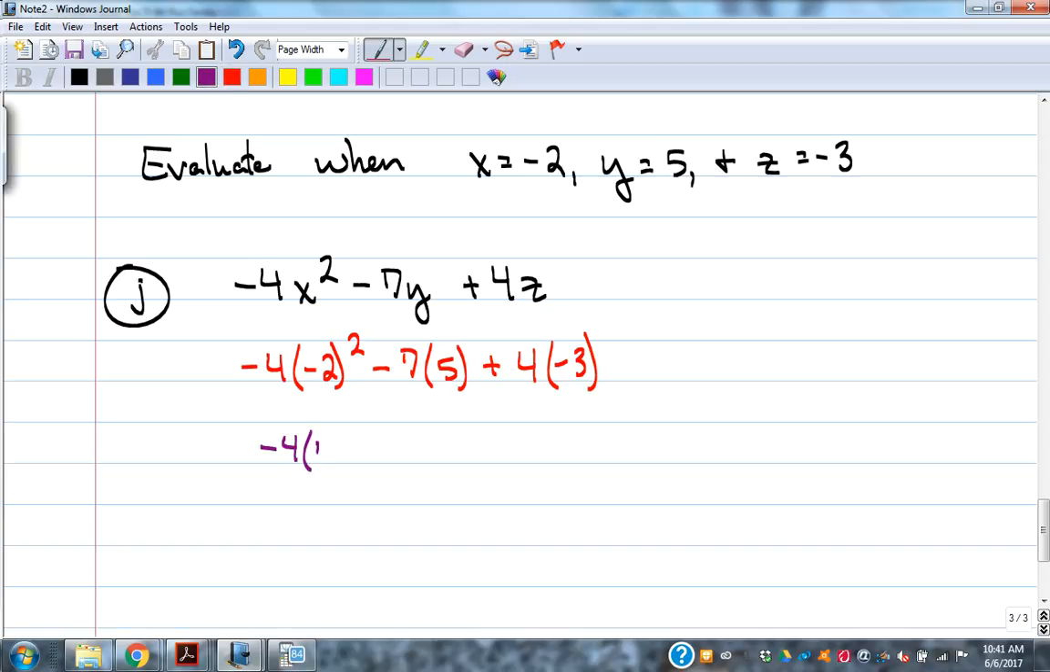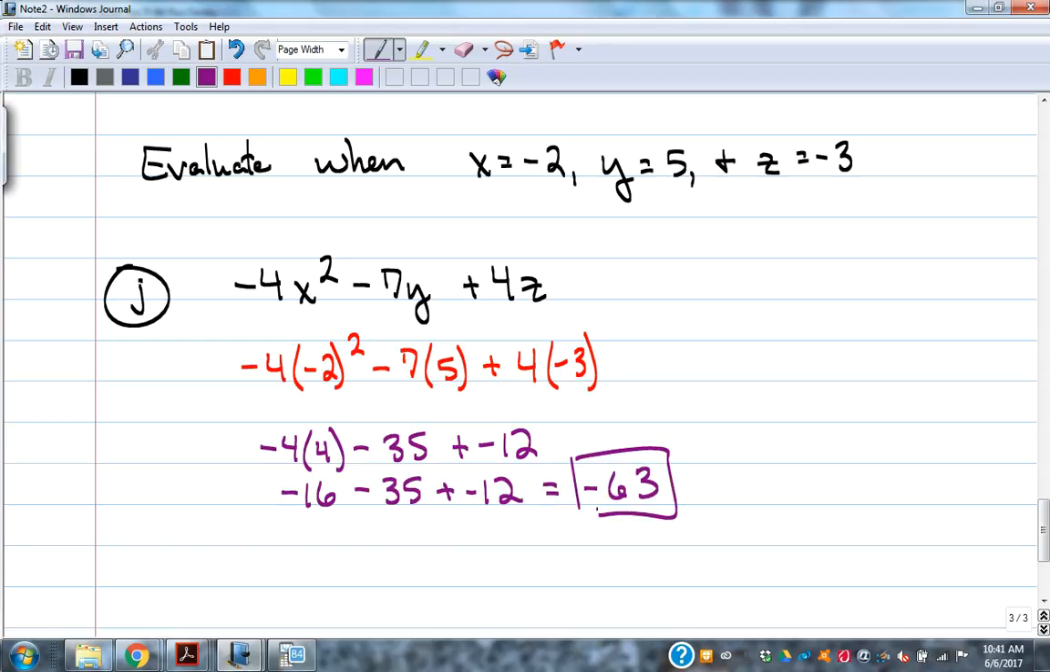So then I'd work that out. It'd be -4 times 4 minus 35 plus -12. So that's -16. And put that together. So that'd be -51 and -12. Be -63. I'm just working that out.